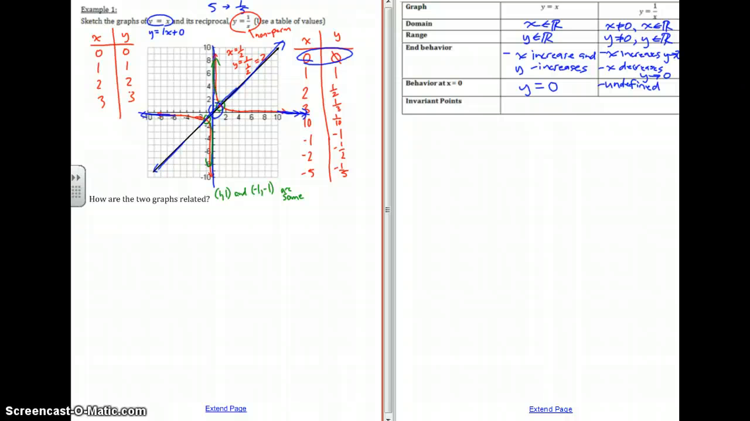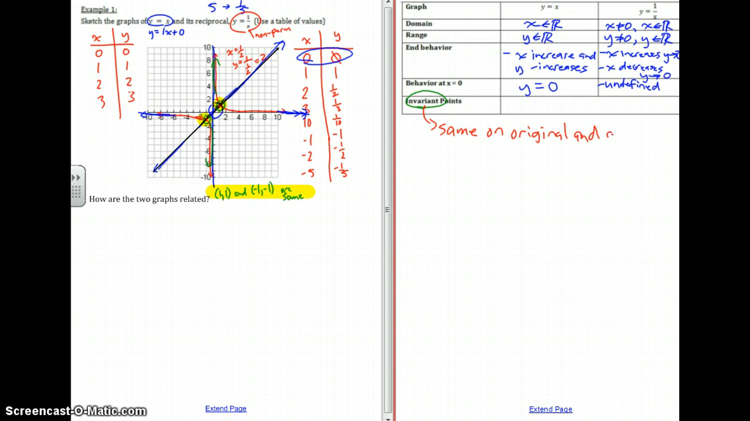this example. Okay, and then we've got this term here of invariant points. Invariant points are these points here that we noted. They're the points that stay the same on both graphs, the reciprocal graph and the non-reciprocal graph. So we might want to jot that down. Invariant points are the same on the original and the reciprocal function. In this case, those points were -1 and -1, and 1 and 1.